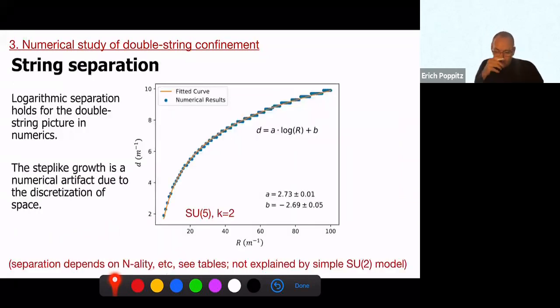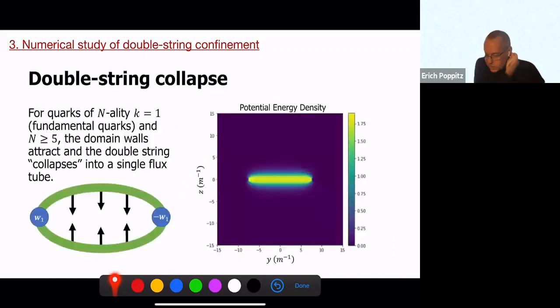And we can actually measure the separation. This is the separation for SU5 for N-ality 2. This is the log, and you can see that it's a perfect fit to the log. It's quite impressive. Now, the separation of these strings depends on N-ality, and there are tables in the paper, so we cannot explain that in the simple SU2 model. But the general fact of a log is actually there. Okay, so that's the string separation.